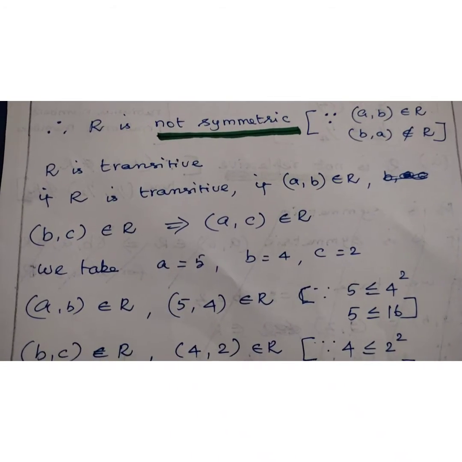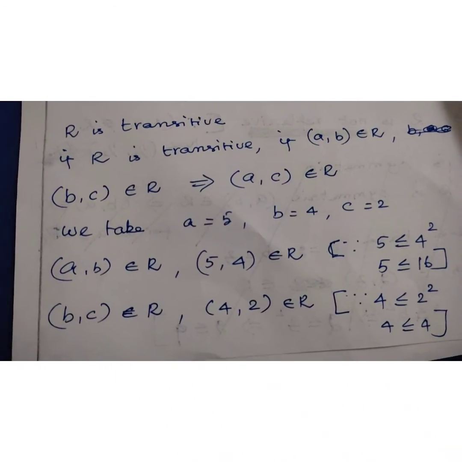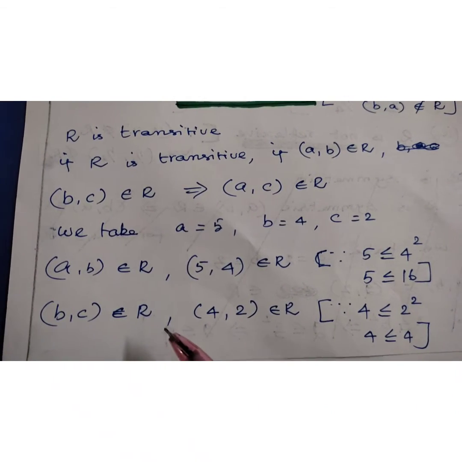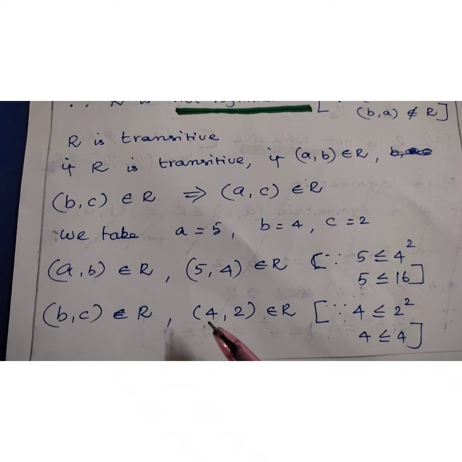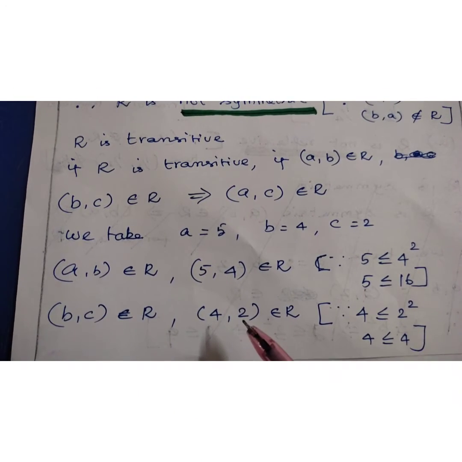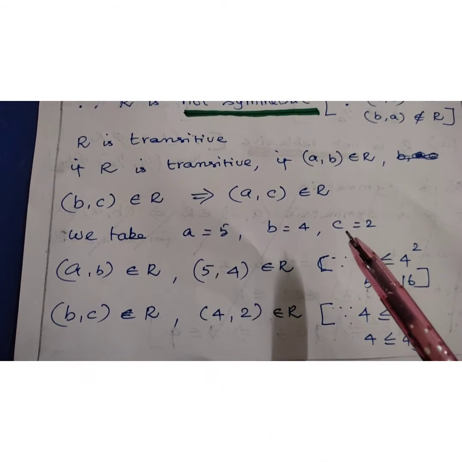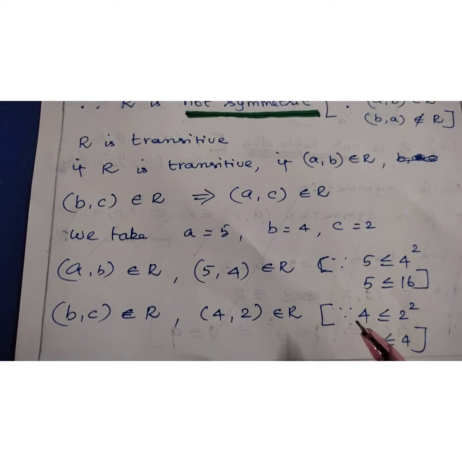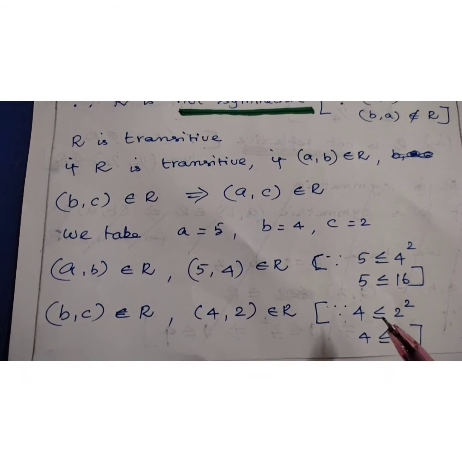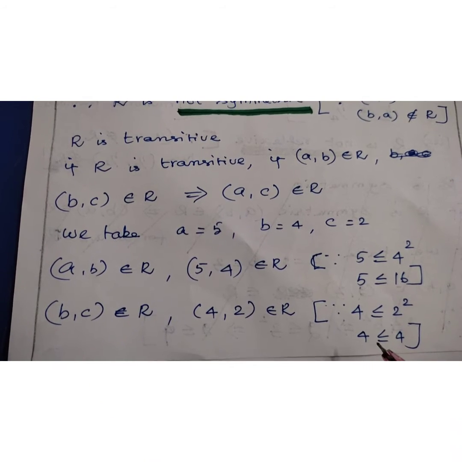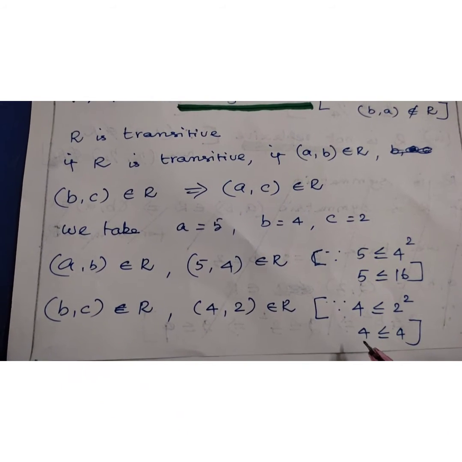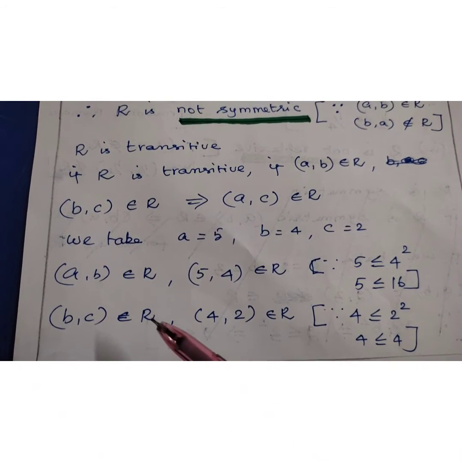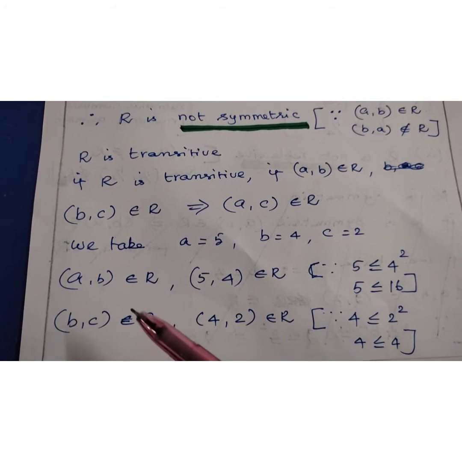Now the next condition is (B, C) belongs to R. Is it true or not? Yes, it is true, because this pair (4, 2), here we take B equal to 4, C equal to 2. So (4, 2) belongs to R since from the condition 4 is less than or equal to 2 squared, 4 is less than or equal to 4. This statement is true. Therefore (B, C) belongs to R. These two conditions are true here.